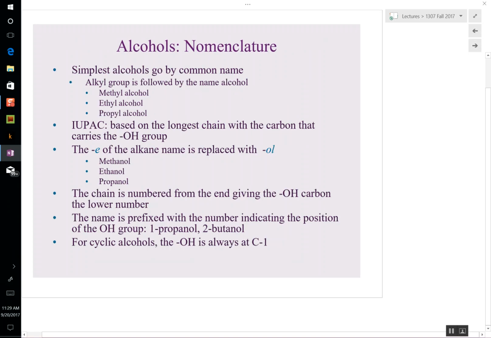All right, now we're to naming and drawing alcohols. In every one of these classes, rule number 1 is what? Find the longest chain. Okay, find the longest chain of carbons. That's going to be rule number 1.